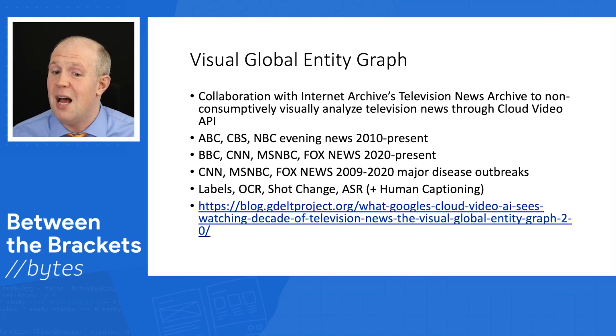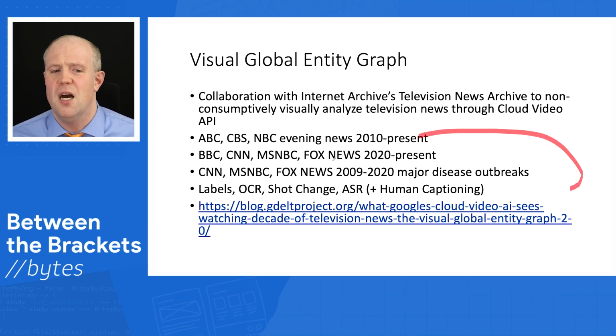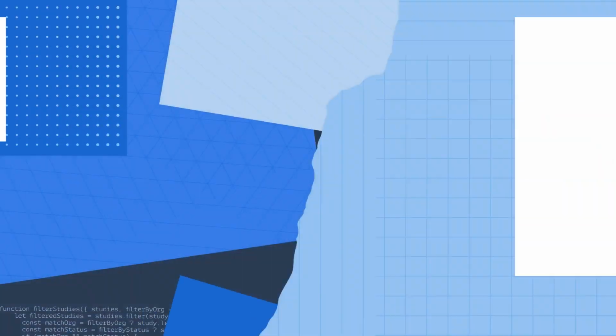We use Google's Cloud Video AI API. So again, we take the television news archive from the Internet Archive. We take those video files and annotate them with the Video AI API. It's a turnkey API. We simply hand it a video file, and it hands back the annotations frame by frame. And we've been analyzing all kinds of different news here. Now, what can we do with this?